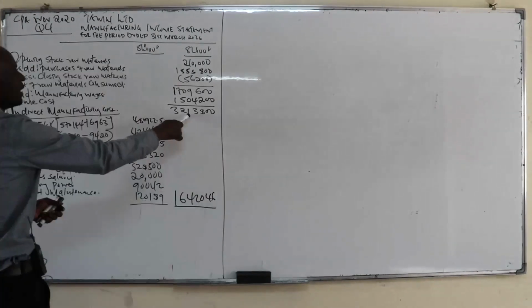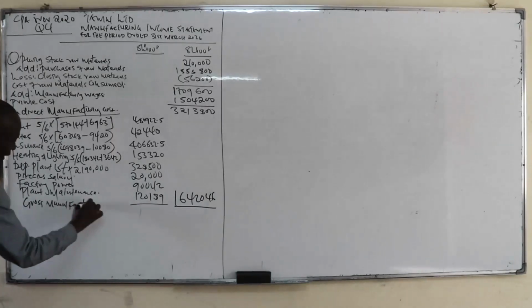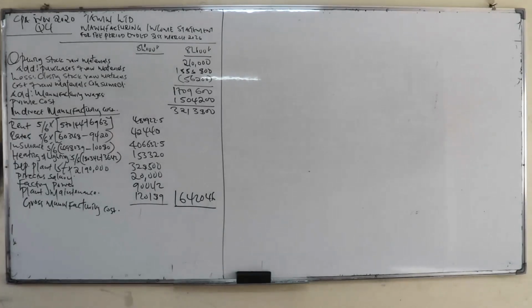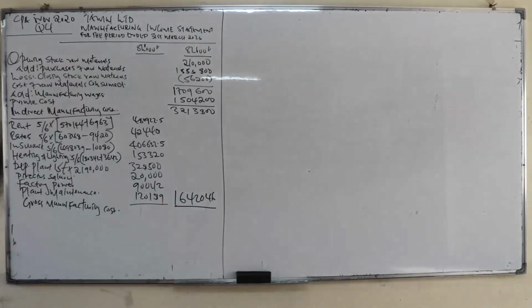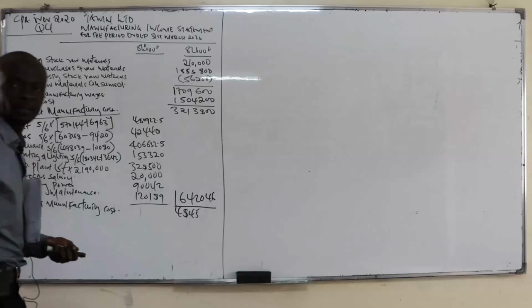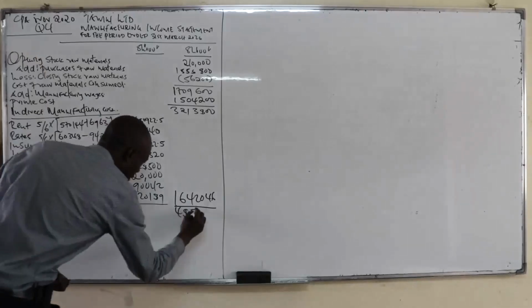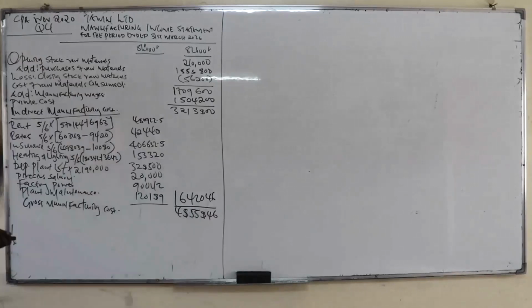So now you add this plus this. You get the gross manufacturing cost. Gross manufacturing cost. So you add this plus this. 4845, 4855, 846. So that is gross manufacturing cost or production cost.